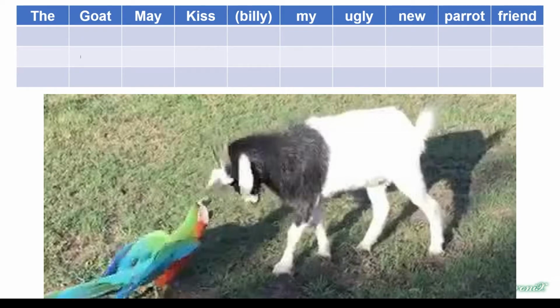I haven't gone crazy. There's a method to my madness. The goat may kiss Billy, my ugly new parrot friend. Now, notice that the goat may kiss are all capital letters, all uppercase letters. Billy is in parentheses and is a lowercase letter. My ugly new parrot friend, all lowercase letters.